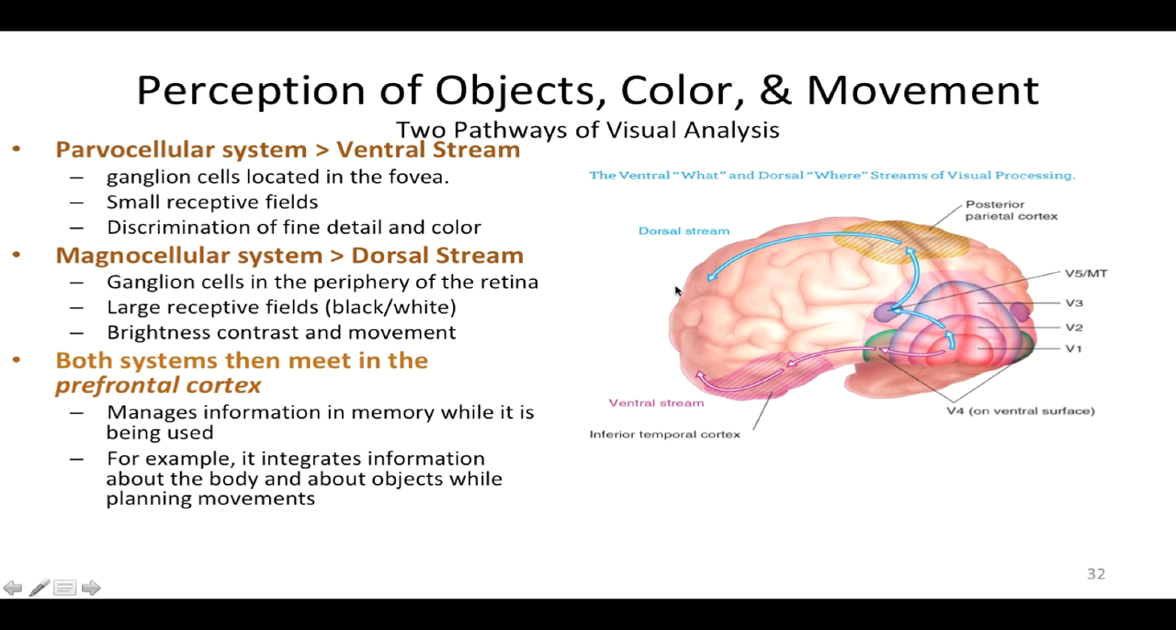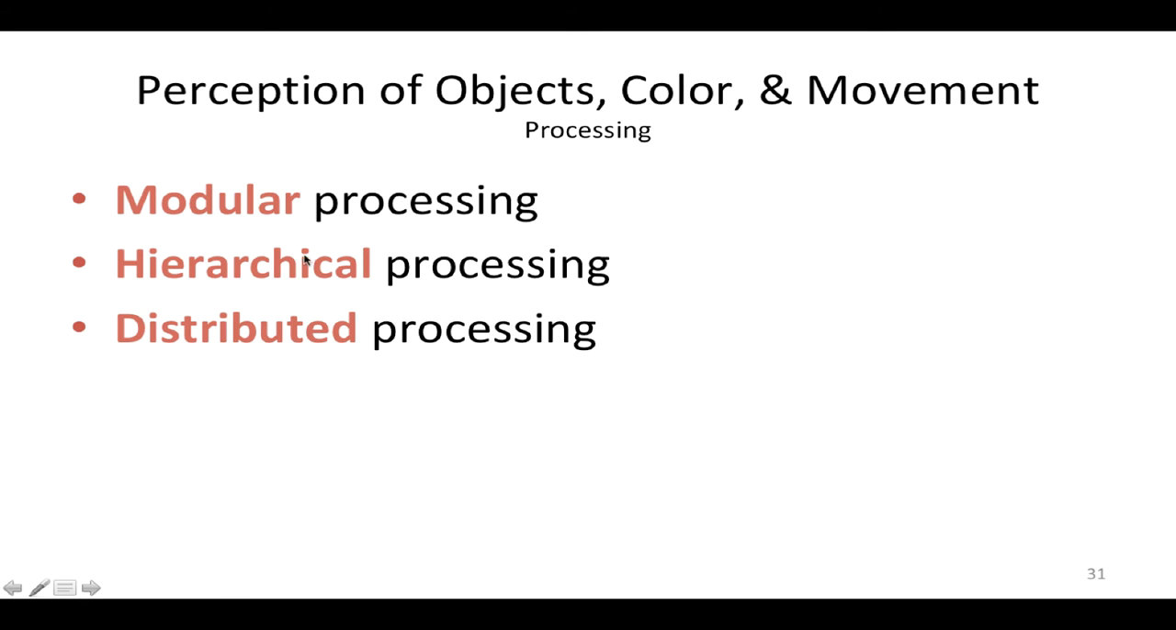Both these systems then meet here in the prefrontal cortex. The prefrontal cortex manages information and memory while it's being used, so it's going to connect your memory of the object with your location of it. It's going to integrate information about your body and the position of your body as well as the objects while planning movements. We're going to see that the visual system is a great example of these three types of processing that the brain does on a regular basis.